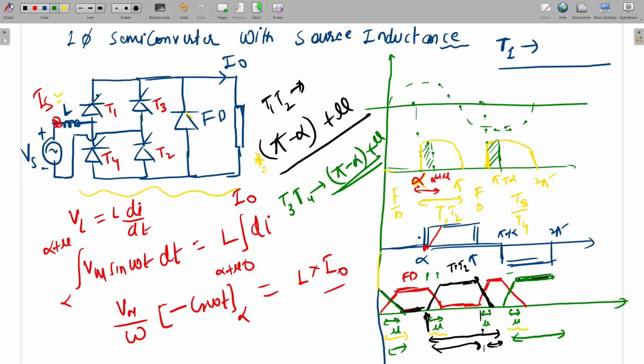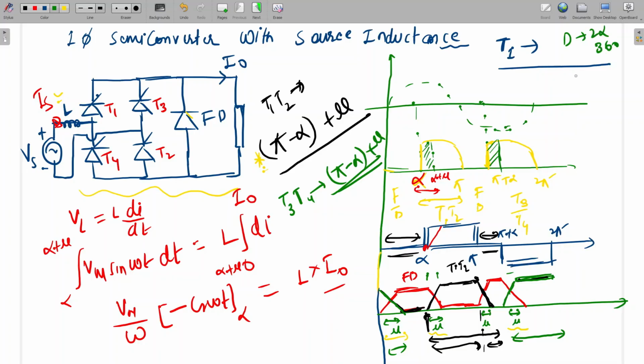So what will be the conduction angle of the diode? Can anyone tell from this waveform? Sir, pi plus alpha plus mu. No, no, you carefully see the waveform where the diode is conducting. Before, the freewheeling diode is conducting in this duration and this duration. Here also alpha is there. I already derived that formula: the diode will conduct for 2 alpha in 360 degrees.